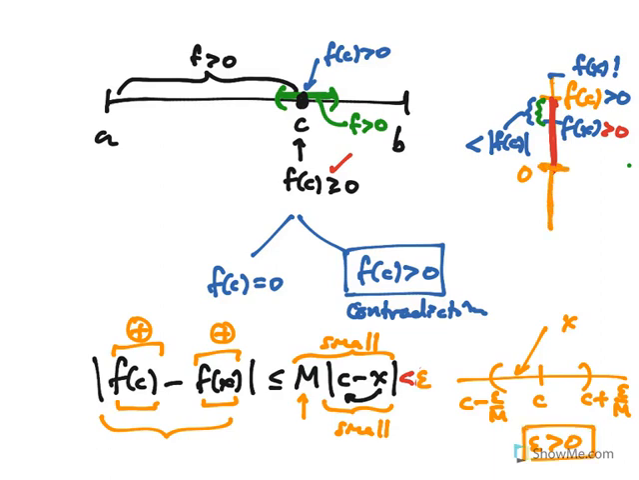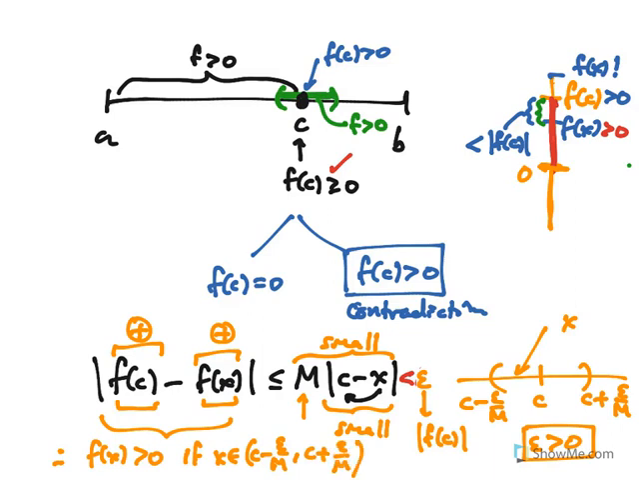And we can arrange for that to happen just by choosing this epsilon sufficiently small. Namely, how small do we need the epsilon? Well, we just need it to be this. So we just choose the epsilon to be that. And then the conclusion is that f of x will have to be positive as long as x is in this interval, c minus epsilon over m to c plus epsilon over m.